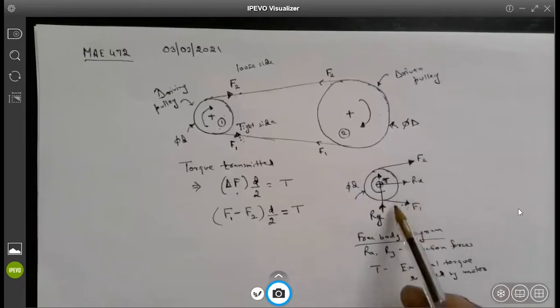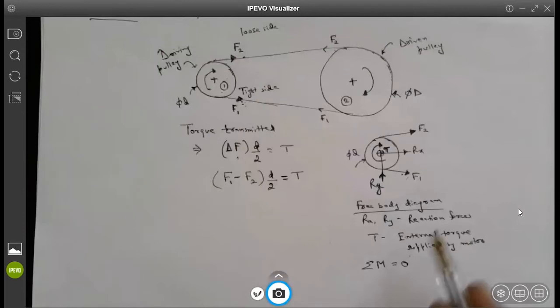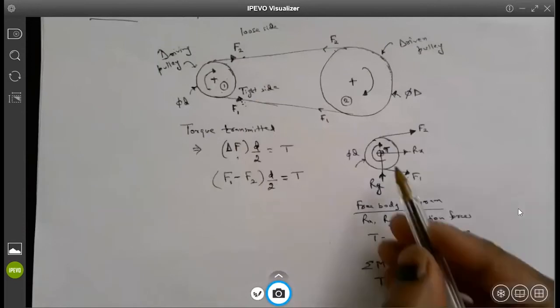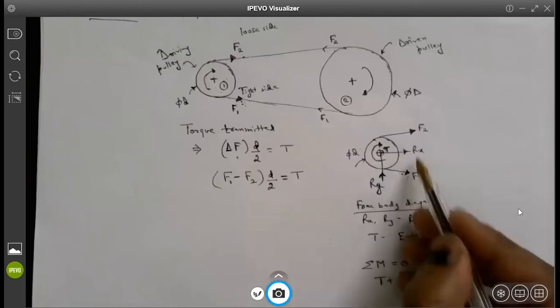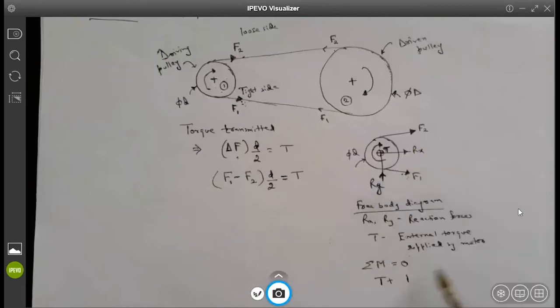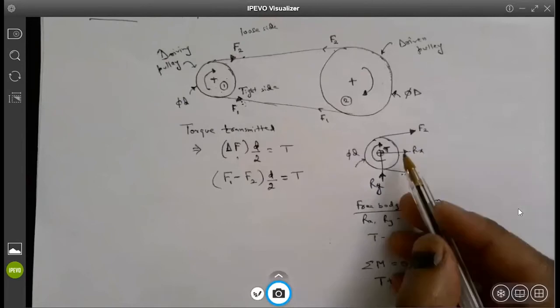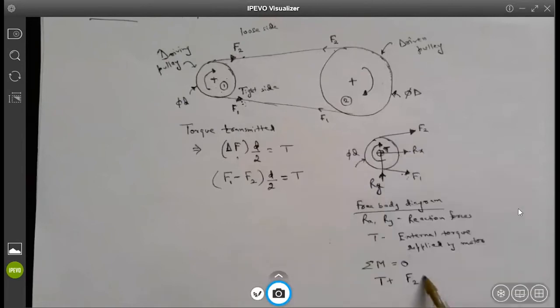Now, if I have to do the moment balance of this pulley for a given instant, summation of moment equals 0, that basically means that the torque T plus the moment due to the forces, which will be F2 times d/2 minus F1 times d/2, or F1 times radius, should be equal to 0, isn't it?